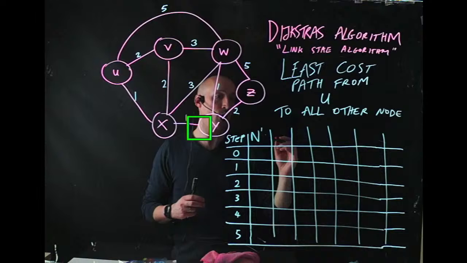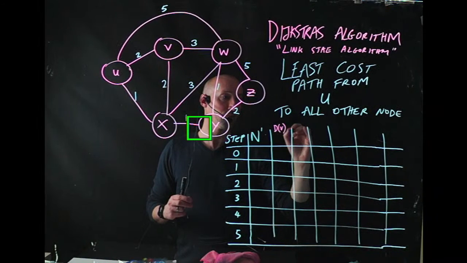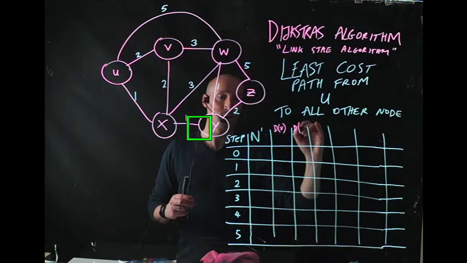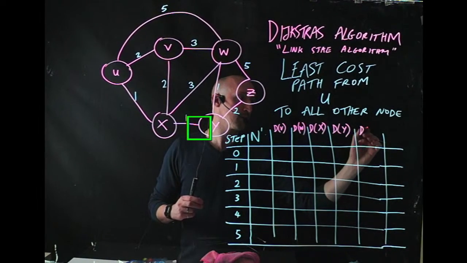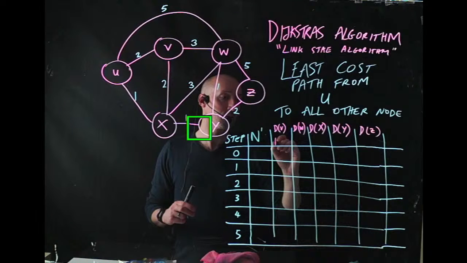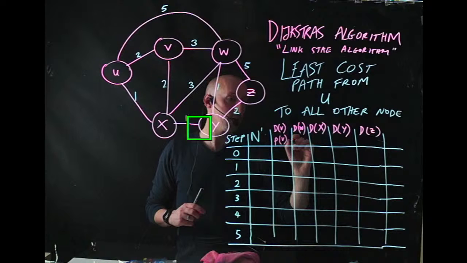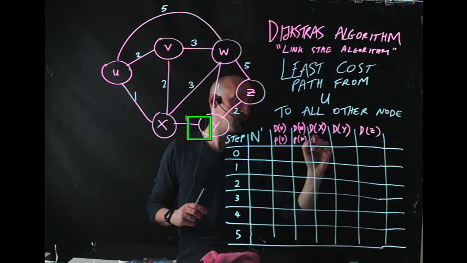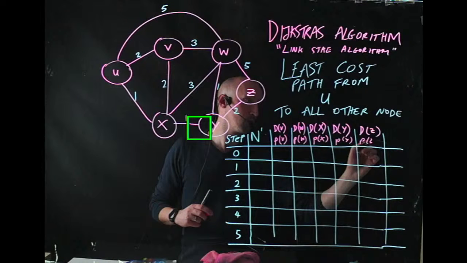Okay, so let's put it. So what is in here is the cost to get to V, the cost to get to W, the cost to get to X, the cost to get to Y, and the cost to get to Z. And then the P is the previous node, the previous node on the path to V. Okay, let's put in the information here.